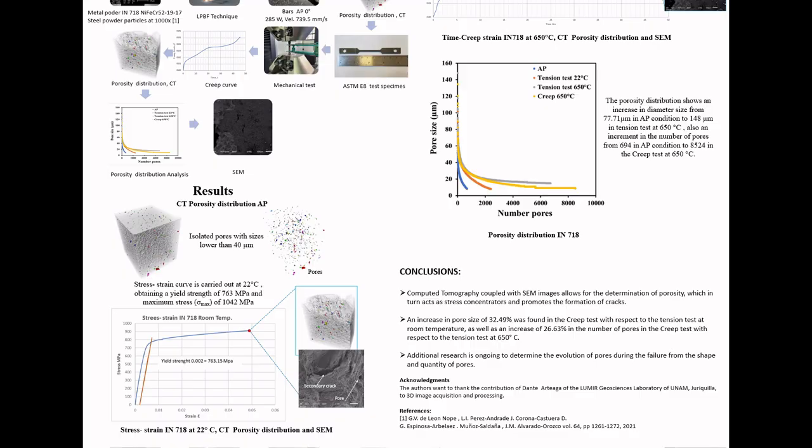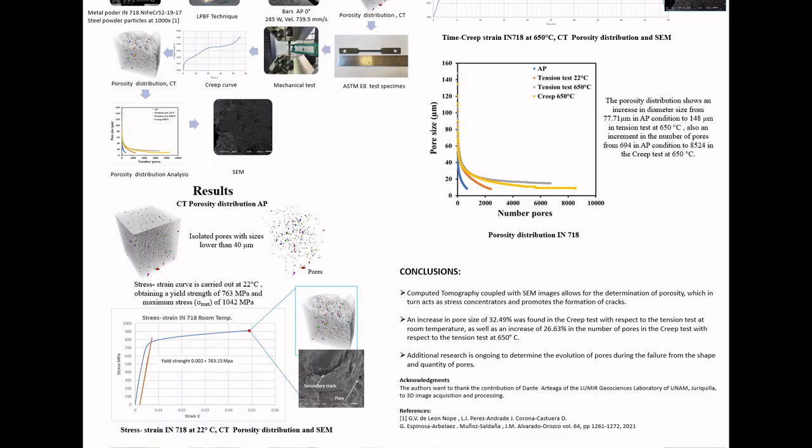Conclusions. Computed tomography coupled with SEM images allows for the determination of porosity, which in turn acts as stress concentrations and promotes the formation of cracks. An increase in pore size of 32.49% was found in the creep test with respect to the tension test at room temperature, as well as an increase of 27.63% in the number of pores in the creep test with respect to the tension test at 650 degrees Celsius.